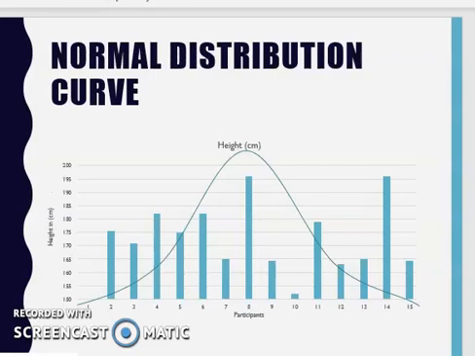Normal distribution curve. A normal distribution curve has a bell shape and is symmetrical around the center, so the right side of the center is a mirror image of the left side. Most of the continuous data values in a normal distribution tend to cluster around the mean, and the further a value is from the mean, the less likely it is to occur.